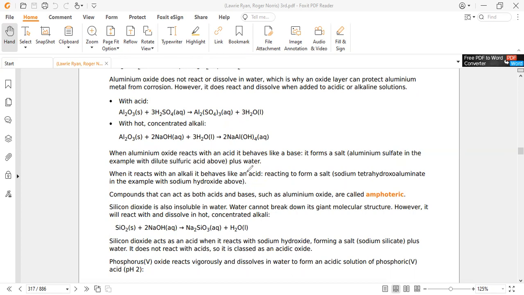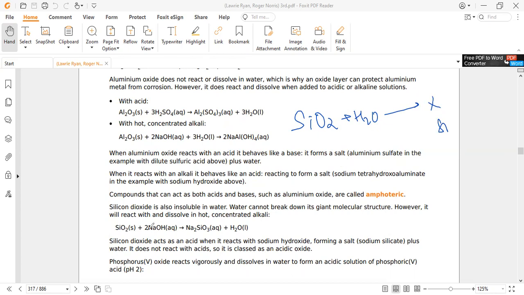And similarly, silicon oxide is not water soluble. So we are not supporting any equation which shows silicon oxide dissolving in water. Nothing will happen because silicon oxide is not dissolving in water. So if it does not dissolve in water, no possible reaction occurs.